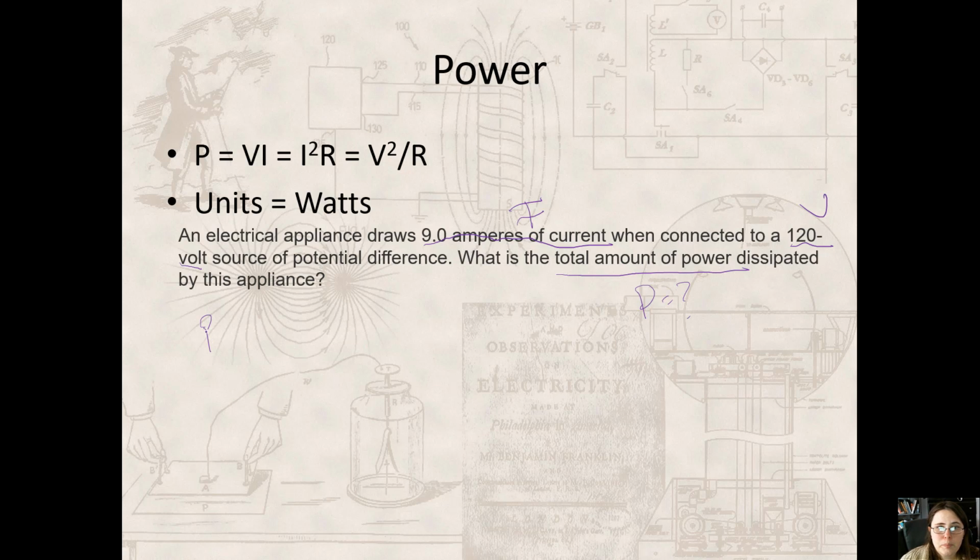So P is what we're looking for, power. Current is 9 amperes. Potential difference is 120 volts. So P is equal to potential difference times current, and that's equal to 120 times 9. And you get 1080 watts.